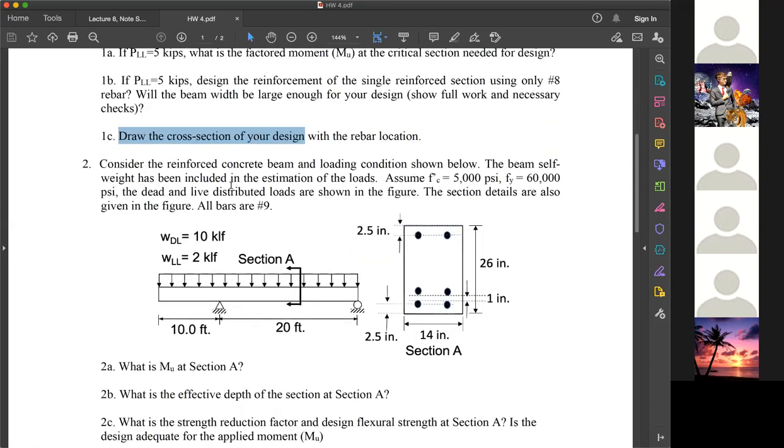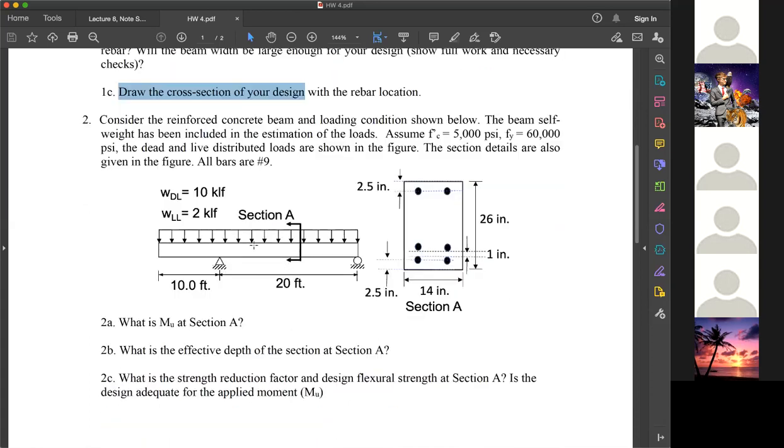Okay. So number 2, we have a beam like this, a distributed load beam. Consider the reinforced concrete beam loading condition shown below. The beam self weight has been included, meaning you don't have to add any self weight. Dead load is 10 kips per linear foot. Live load is 2 kips per linear foot. And the section detail is shown in the figure, all bars are number 9. That means first thing is, what is Mu at section A? You need to draw a moment diagram.